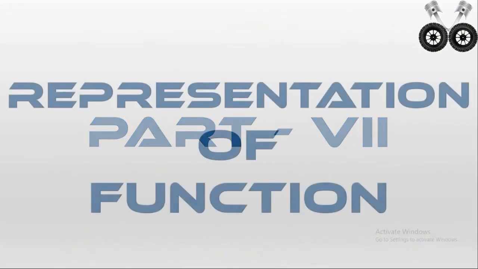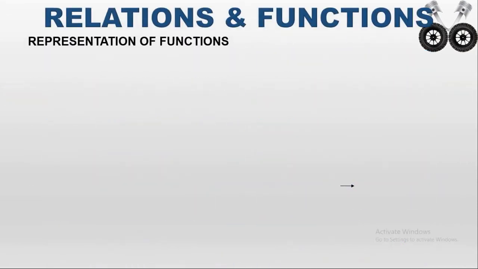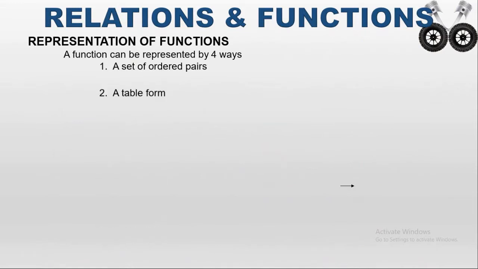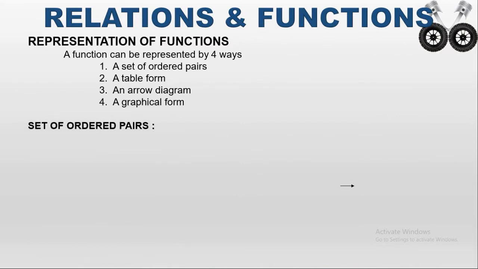Part 7, representation of functions. A function can be represented in four ways. The first one is a set of ordered pairs, the second one is a table form, the third one is an arrow diagram, and the fourth one is the graphical form. Very first, we will see what a set of ordered pairs is.